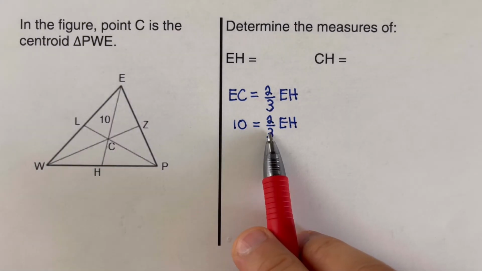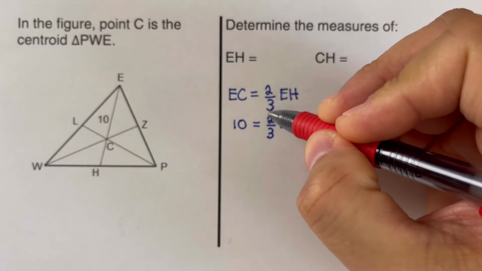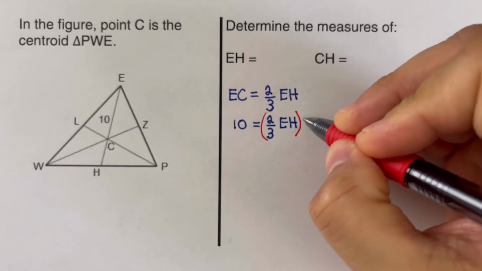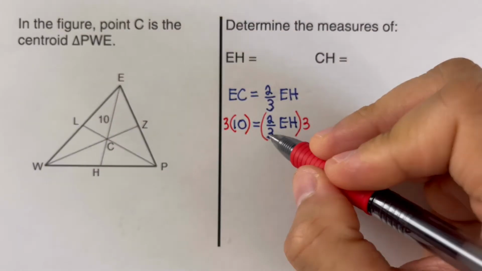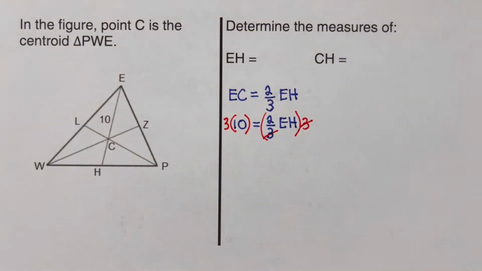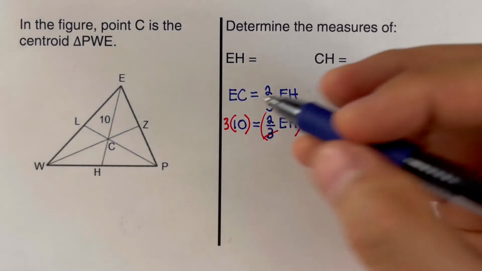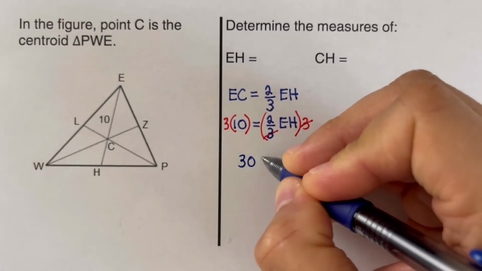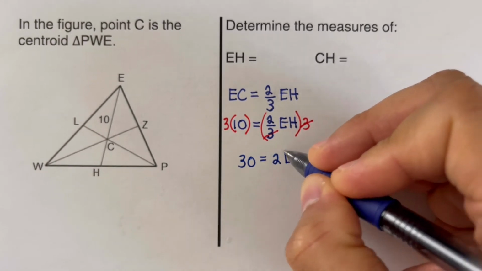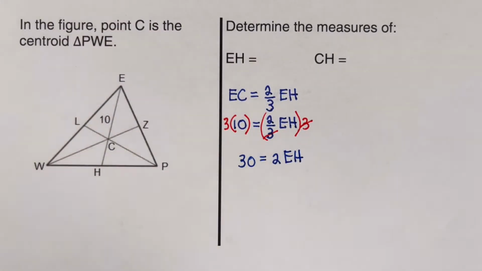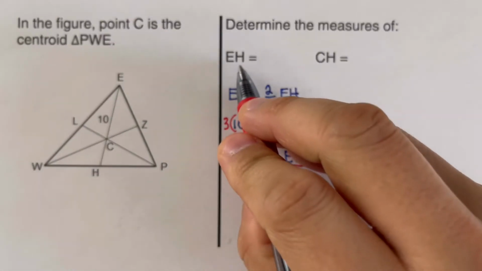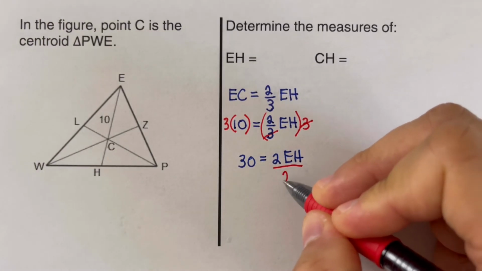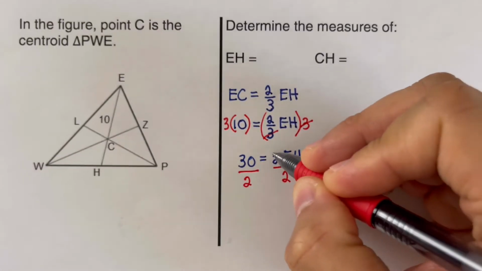So we can get rid of the fraction here. We go ahead and multiply both sides by 3. We multiply the other side by 3 as well. Doing that, we can cross the 3 out. We are left with 3 times 10 is 30, and that is equal to 2EH, because we already canceled out the 3. Then we can divide both sides by 2 since we want to solve for EH. So that's the first one. Divide this by 2, divide this by 2 here, so we can cross that out.